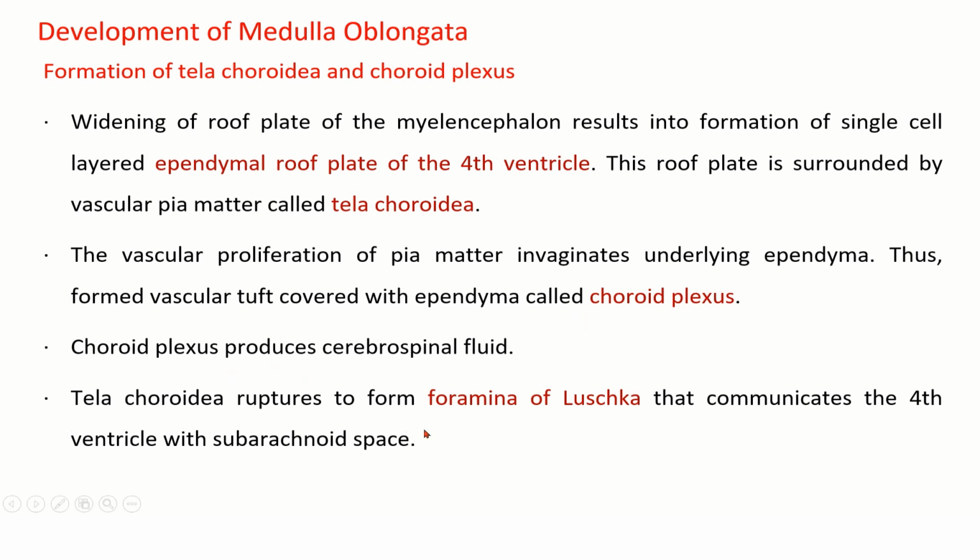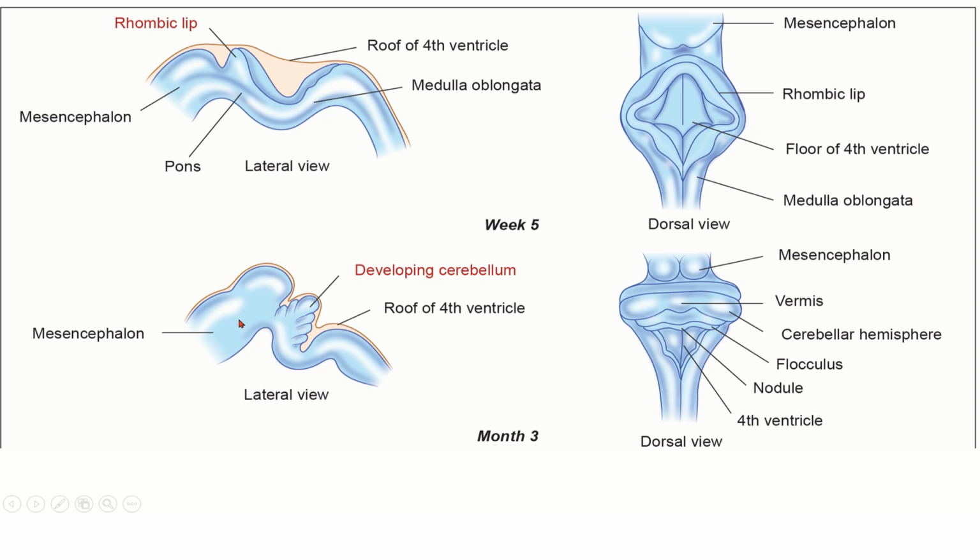Tela choroidea ruptures to form the foramen of Luschka, which communicates the fourth ventricle with the subarachnoid space, and also the foramen of Magendie. You can see here, this is the fourth ventricle. This is the roof of the fourth ventricle, which gives rise to the tela choroidea and choroid plexus.